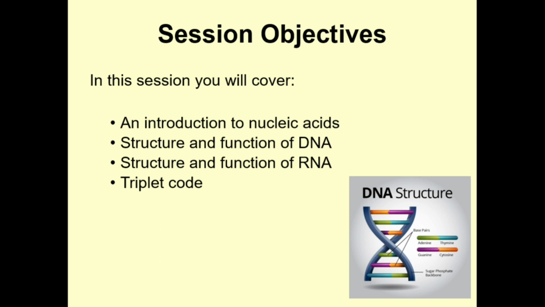So we'll do an introduction to nucleic acids and talk a little bit about what they are and where we find them. And then we'll look at the structure and function of the 2 types of nucleic acid that we get in our life. And they are DNA and RNA. So we'll talk a bit about the structure and function of each of those. And then as we go through, I'll talk to you about something called the triplet code.